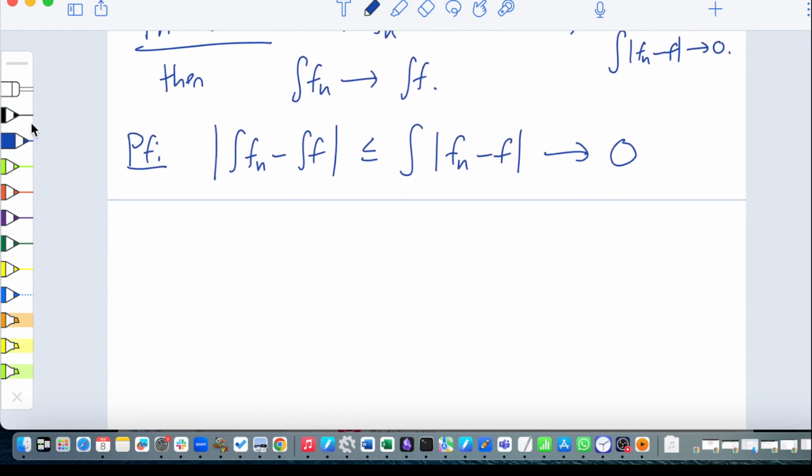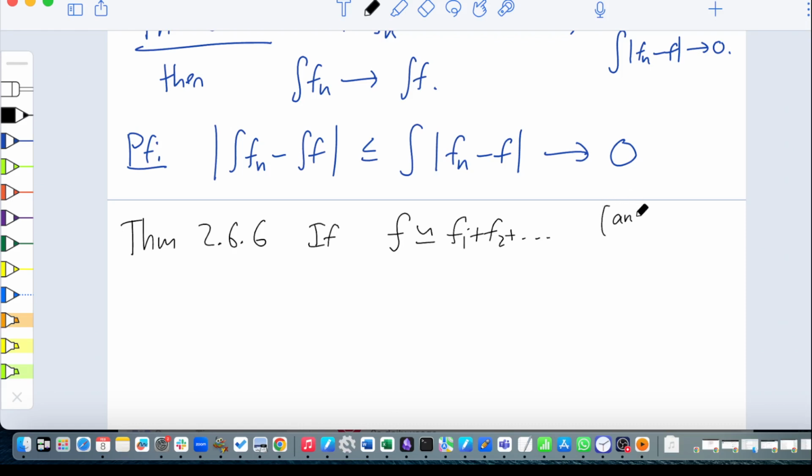Okay. Here's another good one. Next one in the textbook. Theorem 2.6.6, which says if f is equal to f1 plus f2 plus dot dot dot, and they don't have to be step functions. So now they can be any integrable functions, right?